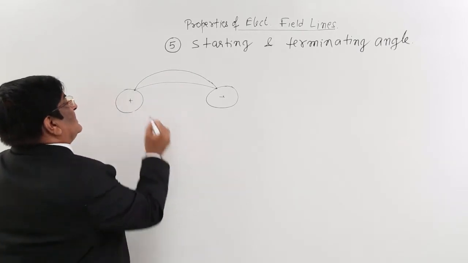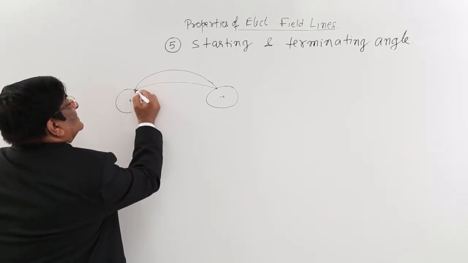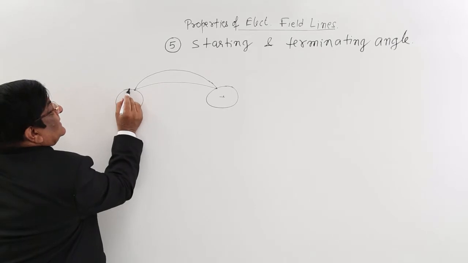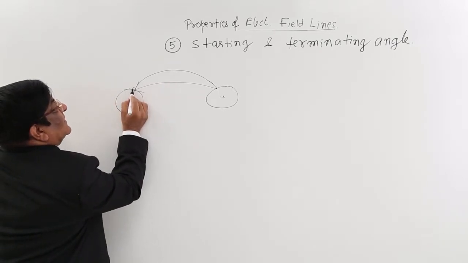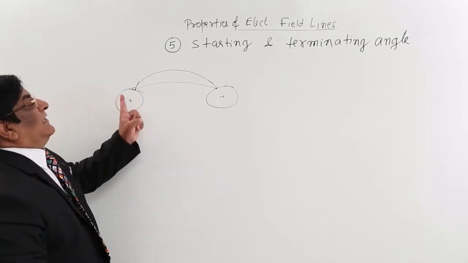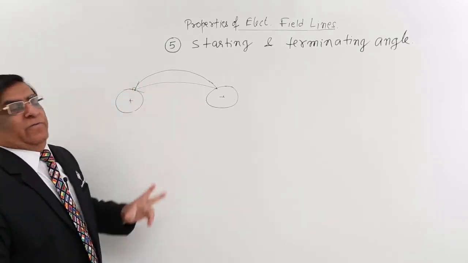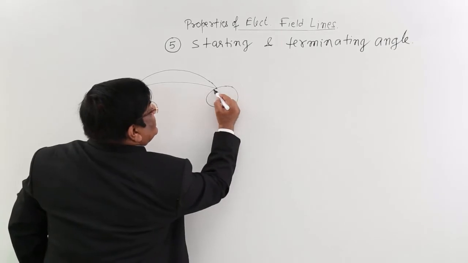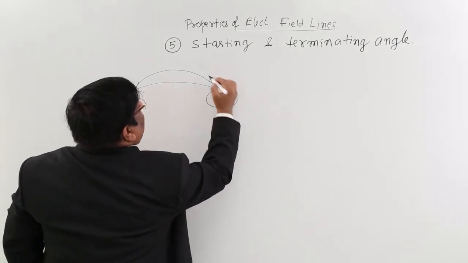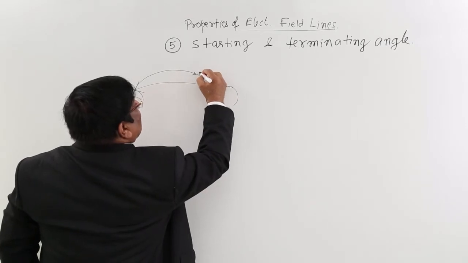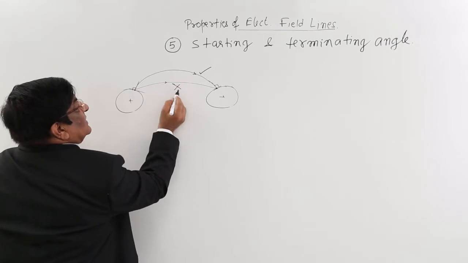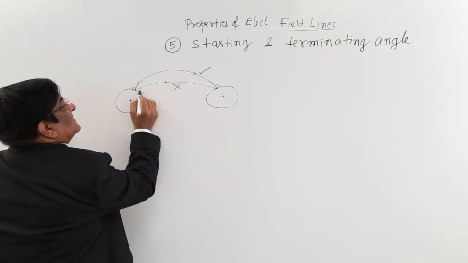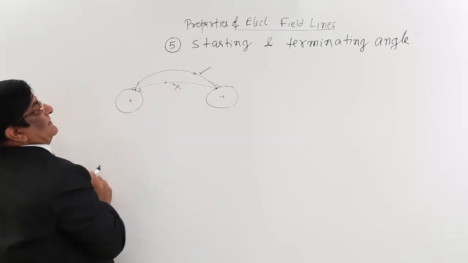The rule says that when the line starts from the surface, here is the surface, here is the line, and this angle is a right angle. And it should be a right angle always. When it terminates, this is the surface, this is the line, and this is a right angle. So this line is the correct representation and this line is the wrong representation. Why? This angle is an acute angle, not 90.